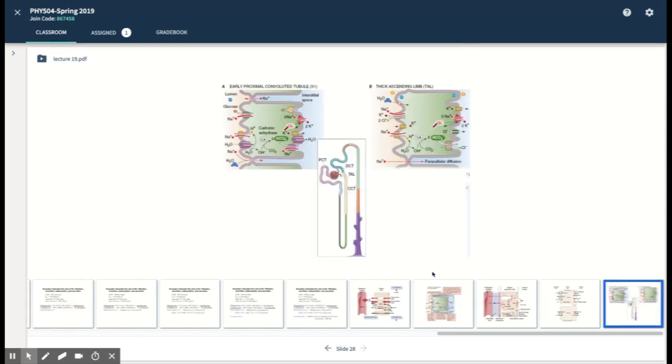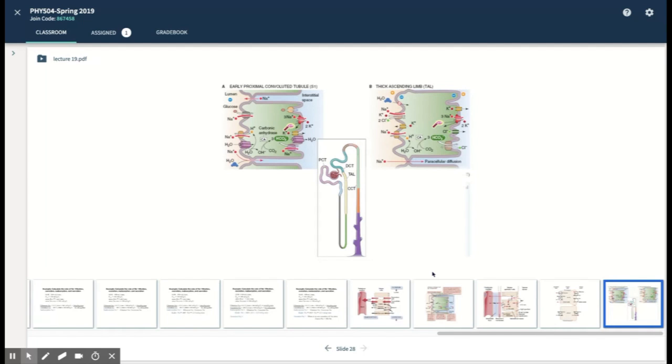All right, we'll zoom in up here. We're looking at your early proximal convoluted tubule. From the luminal side, we have a negative voltage, which you can see up at the top. And these are the transporters that we've talked about a little bit so far. Your glucose coupled with sodium, and also other transporters coupled with sodium, including your amino acids. You also have the sodium proton exchanger on your apical membrane.